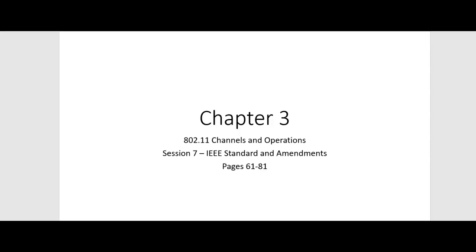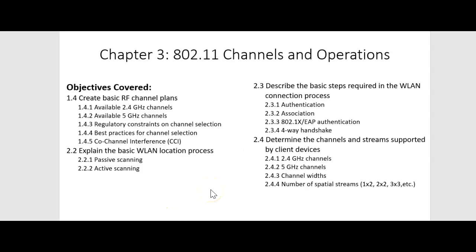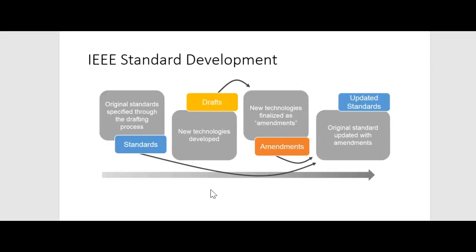So this session will be on the IEEE standard, amendments, and all the different types of amendments they have, and it'll cover pages 61 to 81 in the textbook. This covers all of Chapter 3, all the exam standards. Don't worry about that. Now, IEEE standards are managed by what they call working groups.